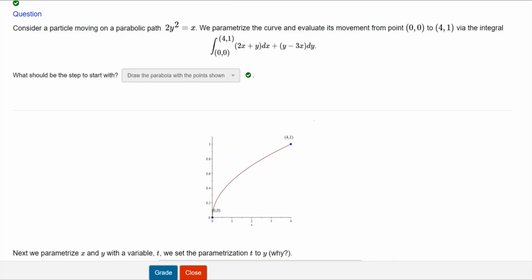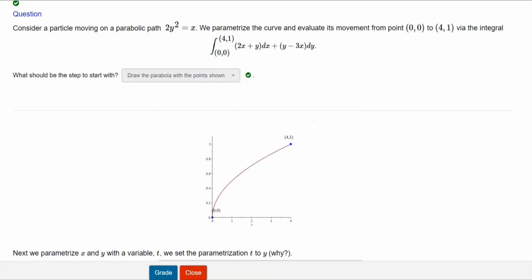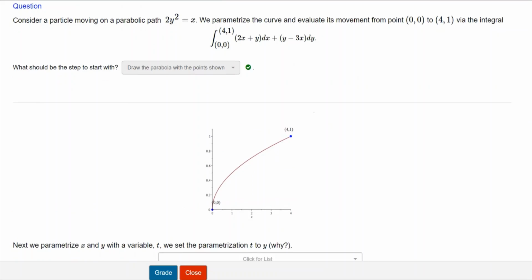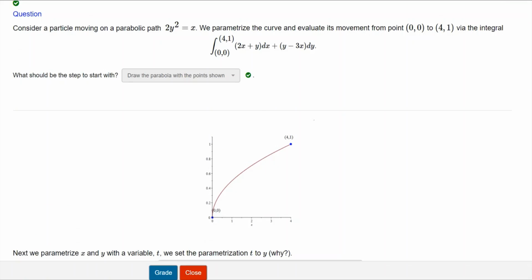Okay, now in the parabola we can clearly see the 2 points, so the limitations of the path are very clearly seen and known to us. And the next thing would be to parameterize the variables x and y, because we are dealing with a single integral in 2 variables. So it is important to parameterize both variables with only one variable t. And we parameterize it with y, because y is not depending on x, rather x is depending on y here.